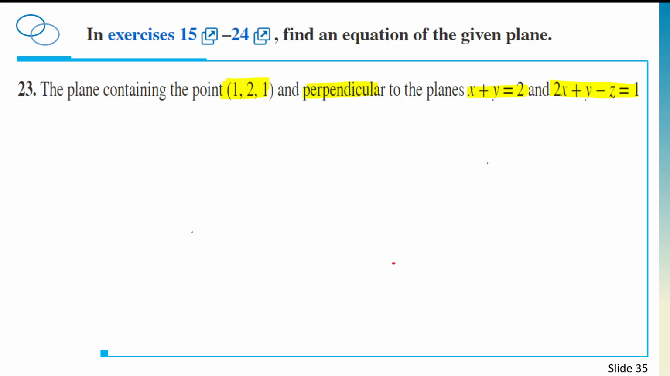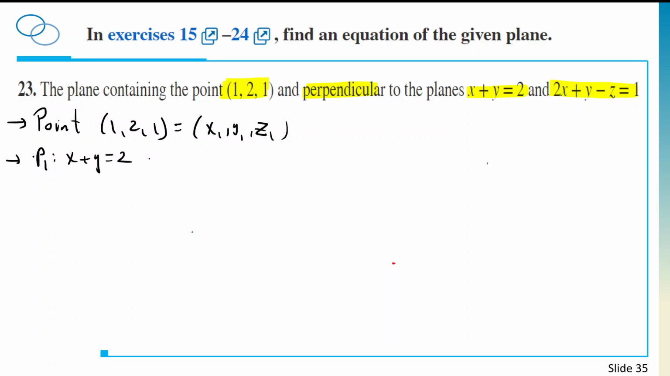Okay, let's see this example about this case. This is again from the recommended questions. I need to find the equation of the plane containing the point 1, 2, 1 and is perpendicular to two other planes. Okay, just exactly we'll do what we have to do. So the point is 1, 2, 1, which is basically x1, y1, z1. Okay, done with the point. Now I need normal vector number 1 for the first one. So for the first plane, P number 1, it's x plus y equals to 2.